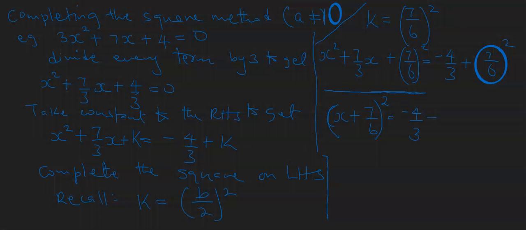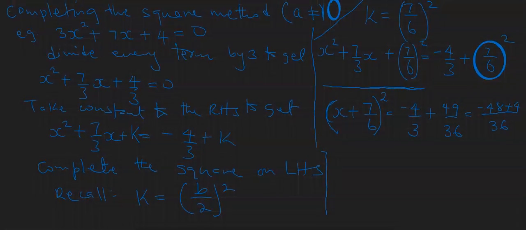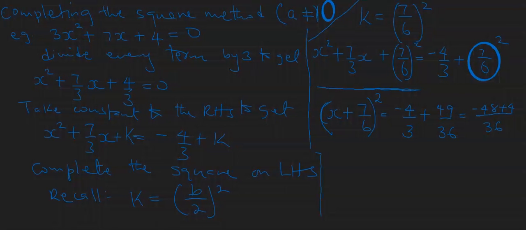So on the right hand side, we shall have negative 4 over 3 plus 49 over 36, which shall give us negative 48 plus 49, and it will give us x plus 7 over 6 squared on the left hand side and 1 over 36 on the right hand side.